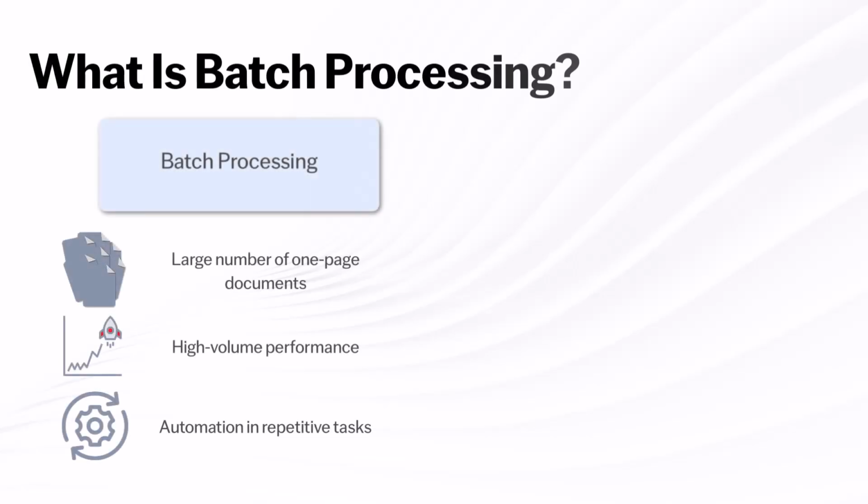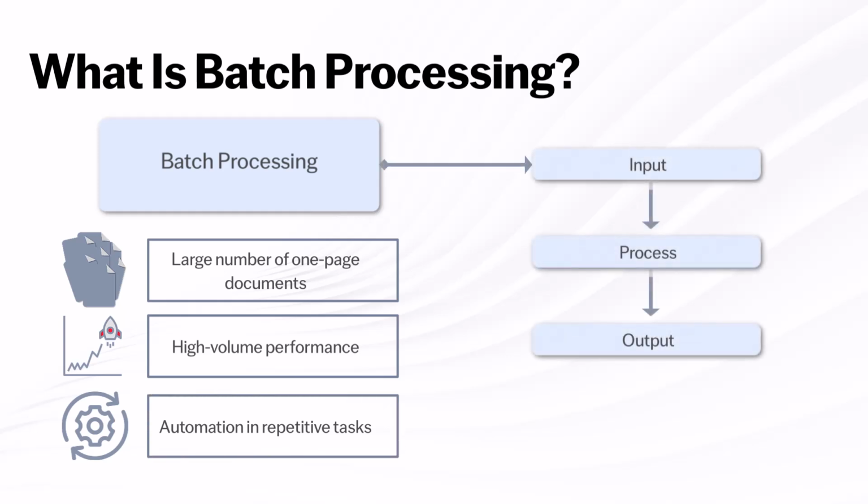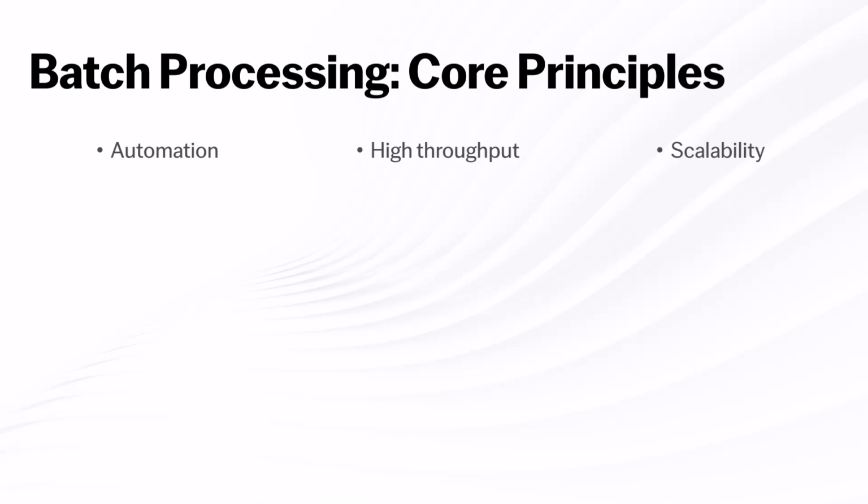Batch processing is designed for a different set of priorities: a large number of one-page documents, high volume performance, and automation in repetitive tasks. Instead of manually controlling each stage for every document, we configure the processing task once, and the engine manages the end-to-end workflow across multiple documents automatically. At its core, this approach emphasizes three things: automation, high throughput, and scalability.